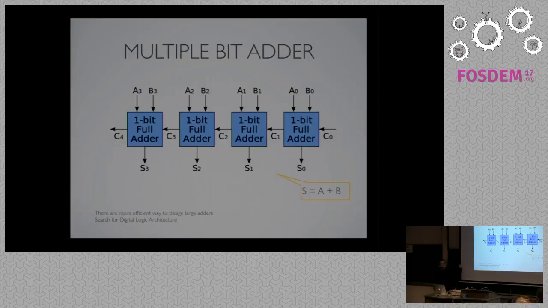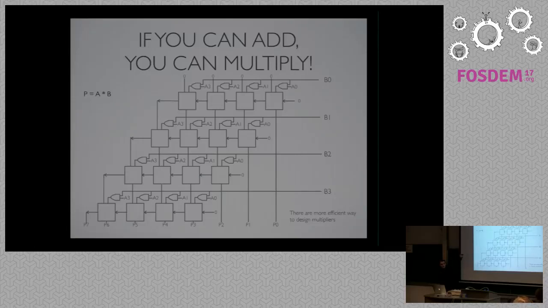And if you can add, you can also multiply. So you replicate the adder several times, and it's like a multiplication on paper and pencil. You add only if the bit is set to one, and each time you shift. So this is how you can build a multiplier in hardware, starting from adders, starting from simple gates.